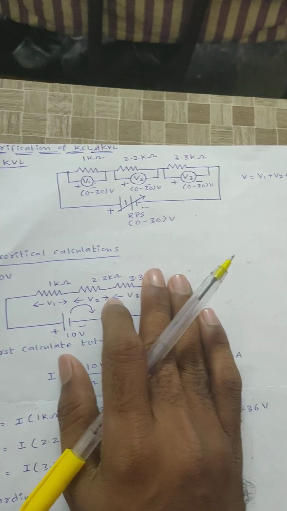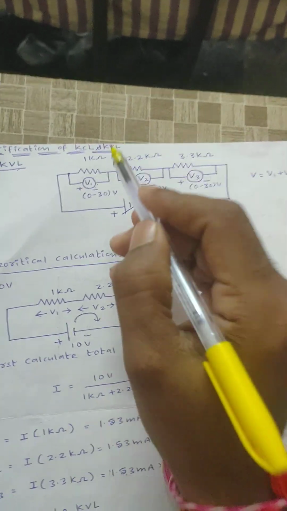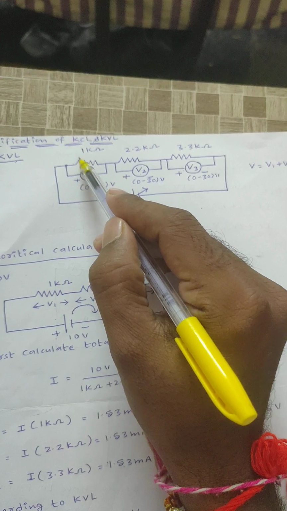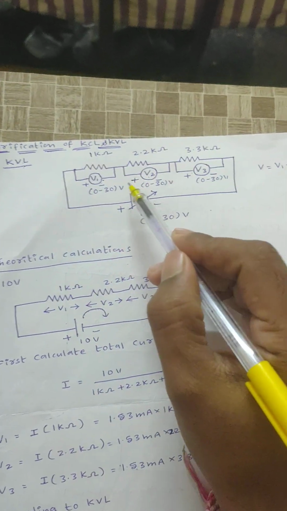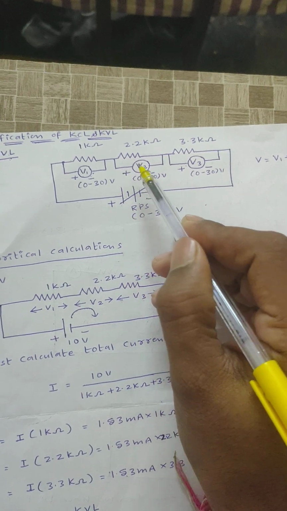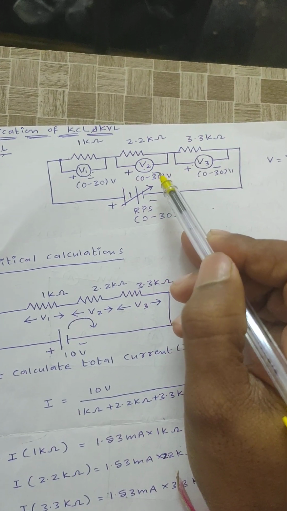Good afternoon all. Now I am going to explain the theoretical calculation on KVL and KCL. KVL is nothing but Kirchhoff's voltage law. The statement of KVL is: the algebraic sum of all voltages in a closed loop is equal to 0.